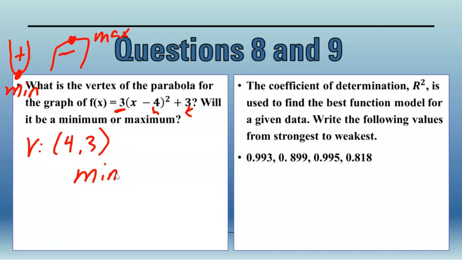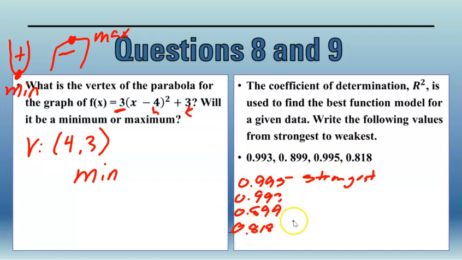Question 9. The coefficient of determination r squared is used to find the best function model for the given data. Write the following values from strongest, which means closest to 1, to weakest, which means furthest from 1. So if I look at my decimals here, 0.995 is the strongest. It's the closest to 1. Then I have 0.993. Then I have 0.899. And the weakest is 0.818.